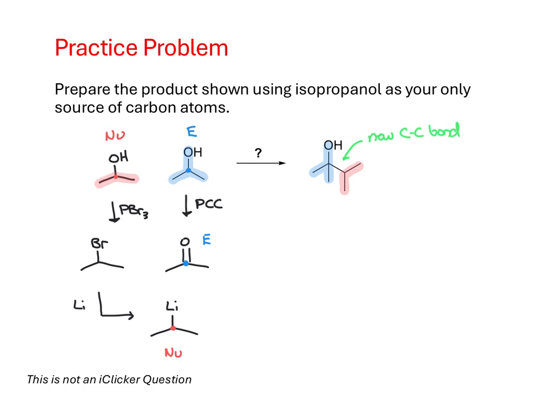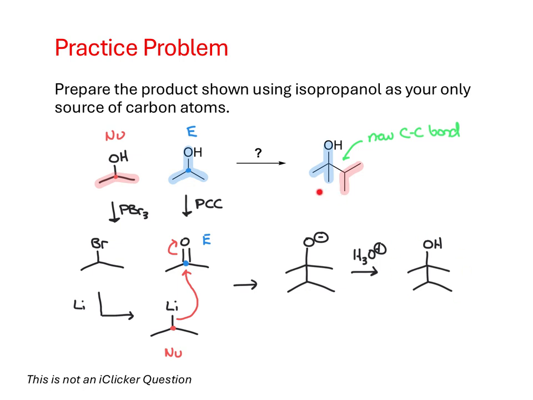So when we mix these two together, the nucleophile attacks the electrophile. Here's our new bond. And now just add H3O plus, and that'll protonate the oxygen. And there's your product. I drew it a slightly bit differently here, but it's the exact same thing.